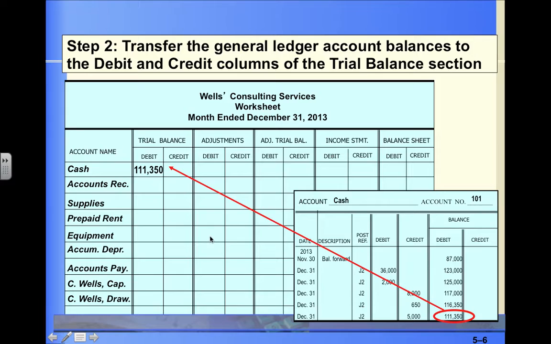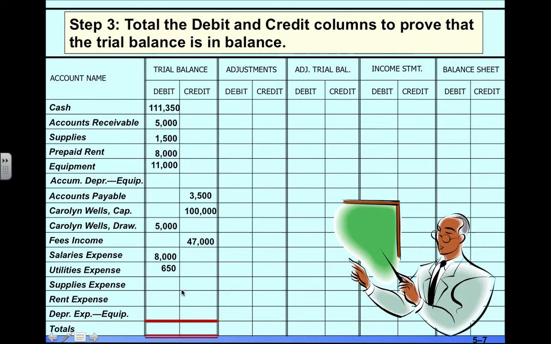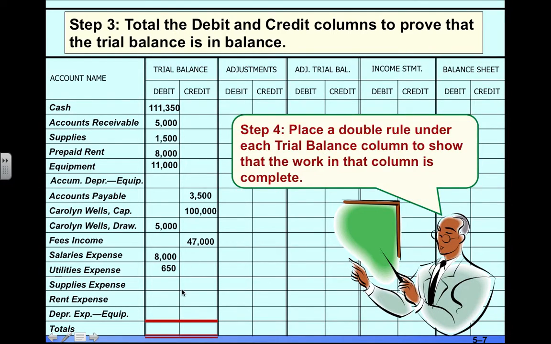Transfer all the general ledger account balances to the trial balance. That's the first thing you do. And that's what I did for you. And then you'll get the totals, and then you'll double rule. So there's the total, 150,500.